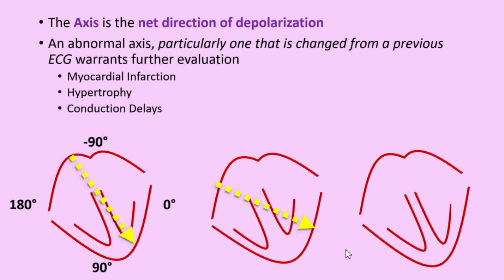On the flip side, let's say we have a heart that has suffered a myocardial infarction in this region here. Since the tissue no longer depolarizes, you will have more depolarization comparatively going on the right side, and this would shift the cardiac axis towards the right ventricle.